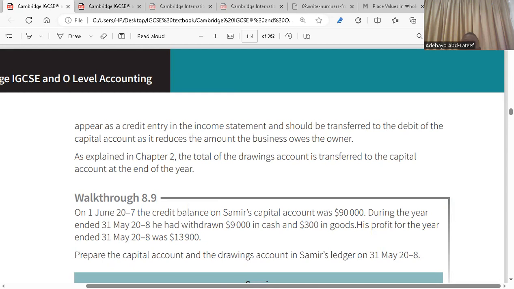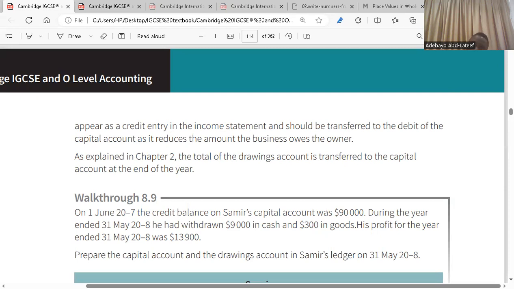So if you make profits, it is transferred to the statement of financial position. You add it up with your capital, which adds up to the amount of money the business is owing the owner of the business, because the business will still continue to use the money. It becomes the retained profit. So the owner continues to use the money, which means the business is owing the owner more money because it's the profit of the owner of the business. But if you are making a loss, you transfer it to the debit side of the capital account.